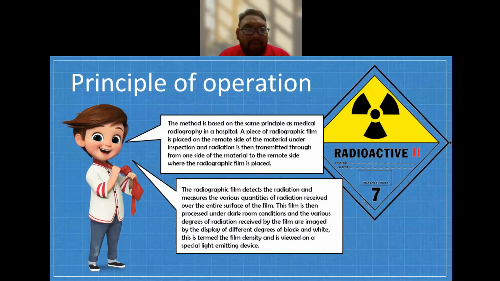The principle of operation. The method is based on the same principle as medical radiography in a hospital. A piece of radiographic film is placed on the remote side of the material under inspection, and radiation is then transmitted through from one side of the material to the remote side where the radiographic film is placed.